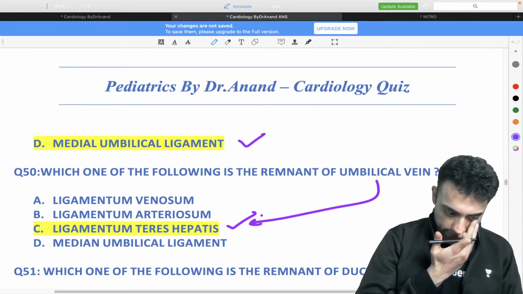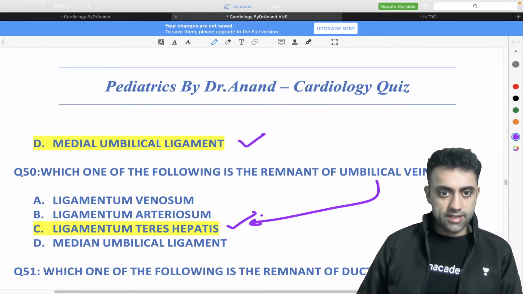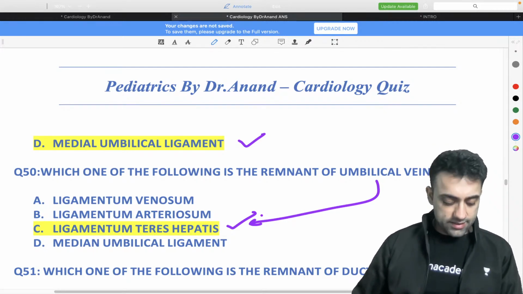Every question has a point. So the remnant of umbilical vein is nothing but ligamentum teres hepatis. Question number 50, C is the best answer.